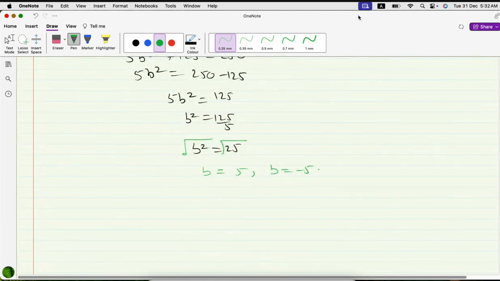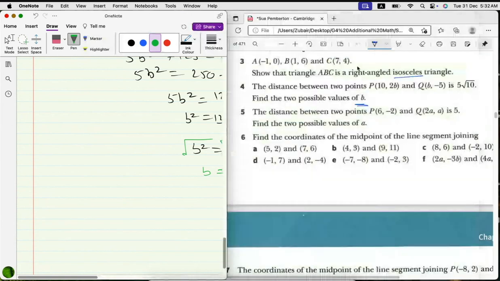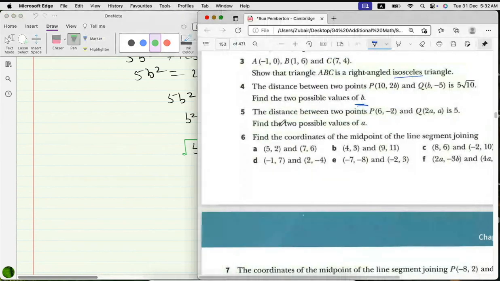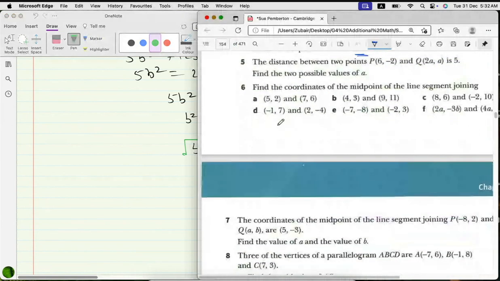Any doubt in this question? No. Try number 5. Two possible values of A.